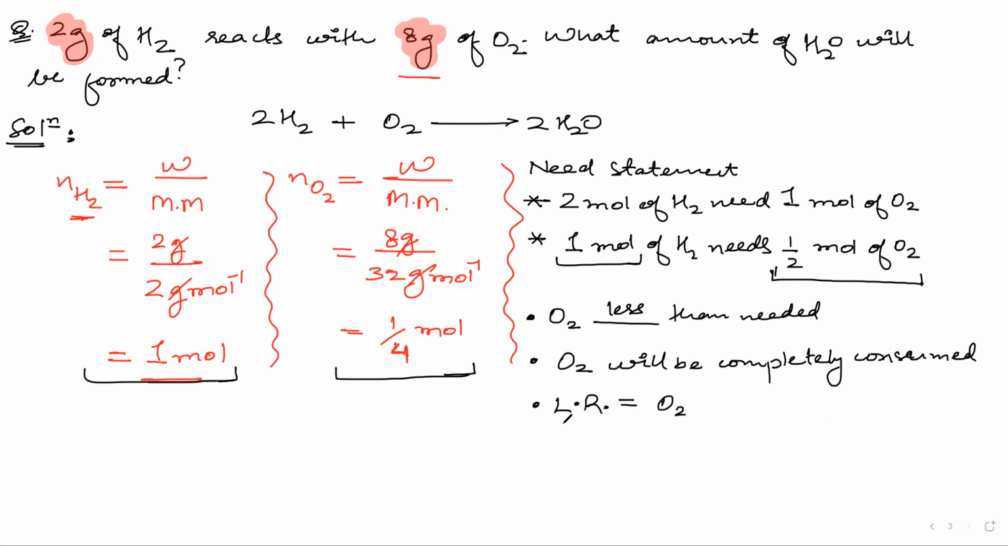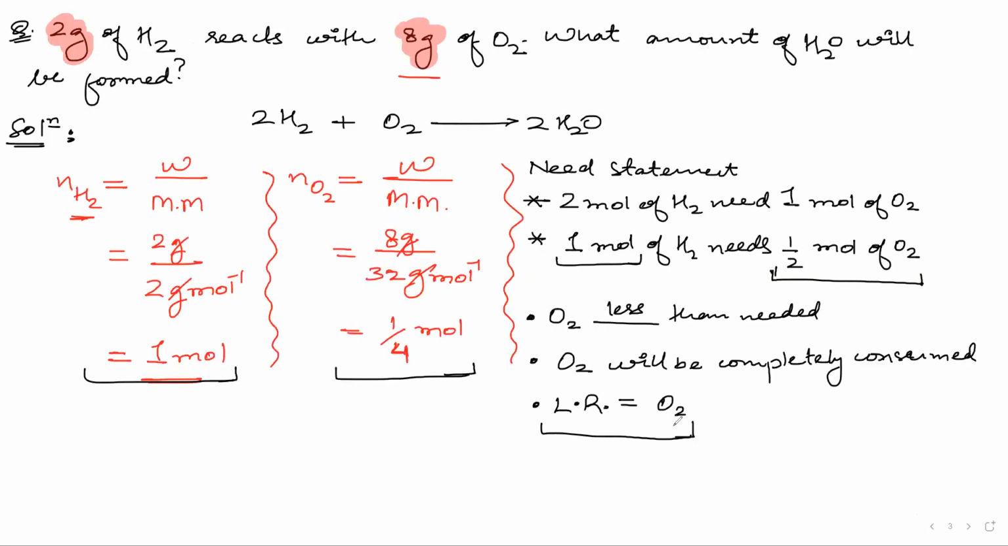So after the need statement and after we have identified the limiting reagent, what do we write? The form statements. Now in form statements, what do we do? According to the chemical equation, we will start with the limiting reagent. So we have O2 and we will form H2O from O2.